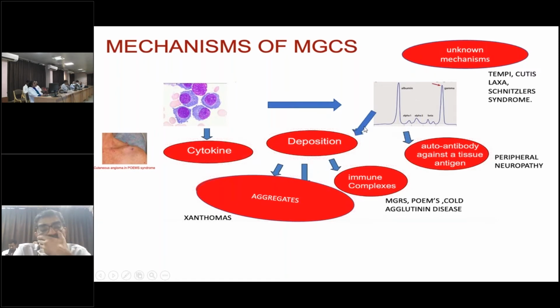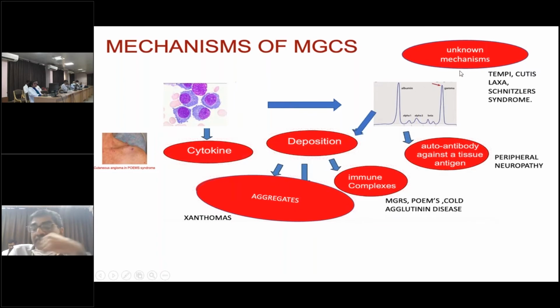Because of the deposition of this M protein, which causes aggregates or immune complexes, or these M proteins act as an autoantibody against a tissue antigen, or in some cases even a small B cell clone produces cytokines, there are disease manifestations causing organ dysfunction. Thereby this was called monoclonal gammopathy of clinical significance.